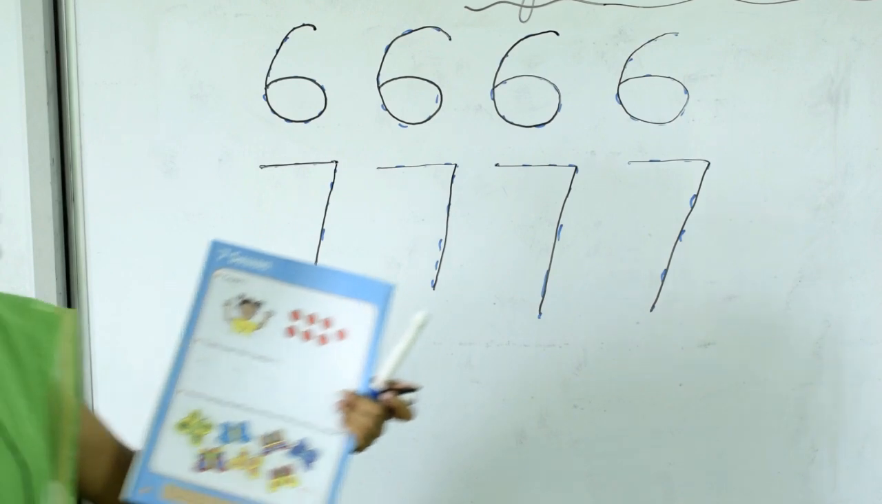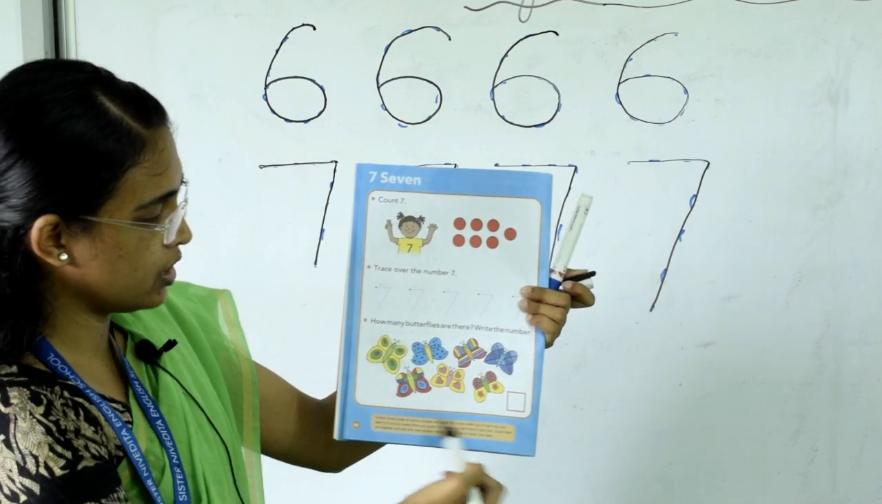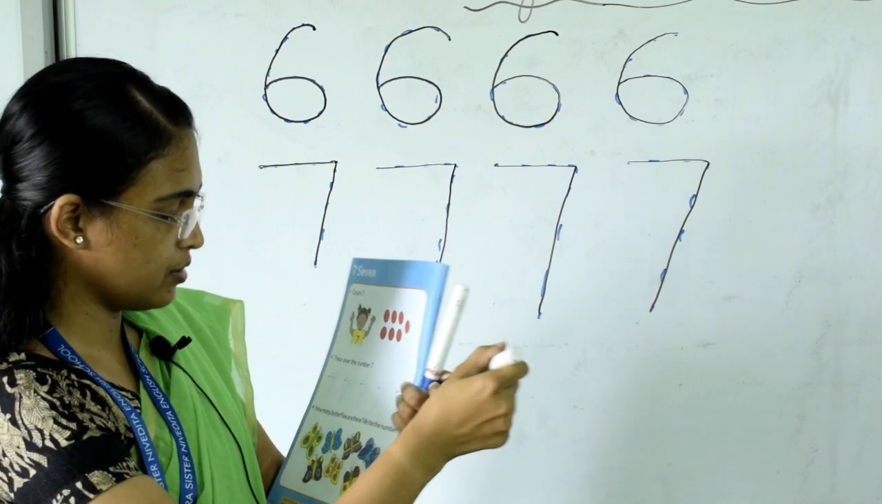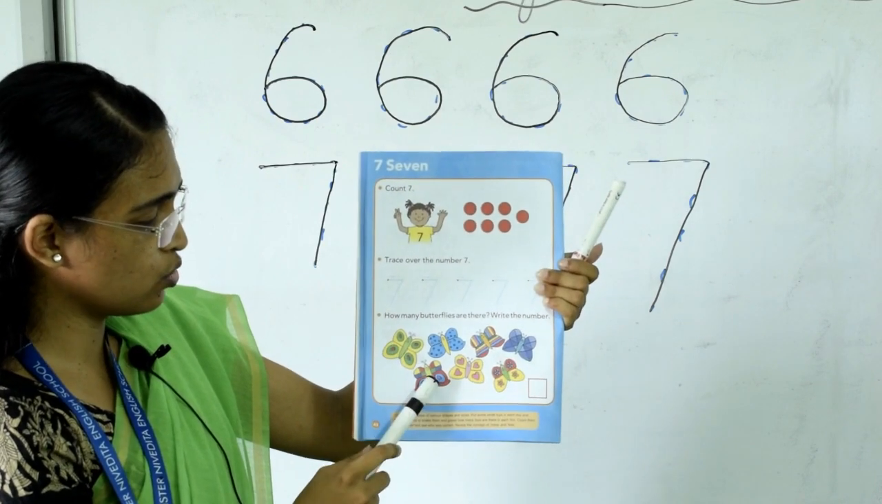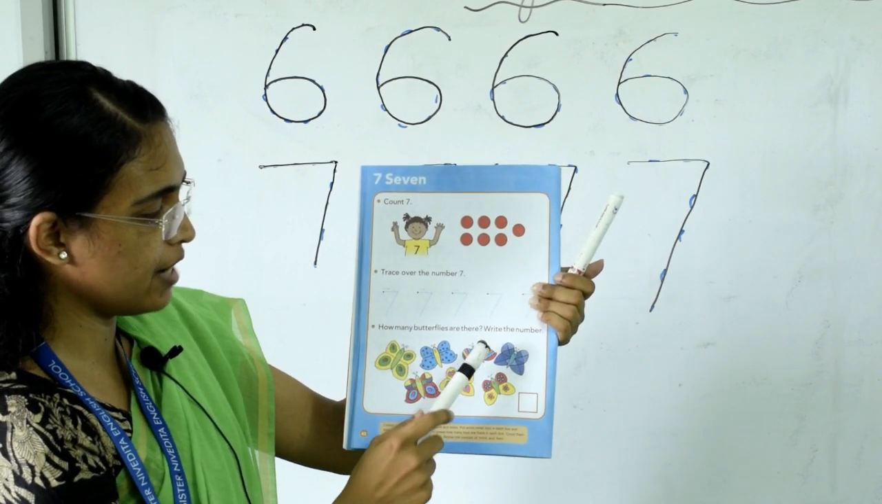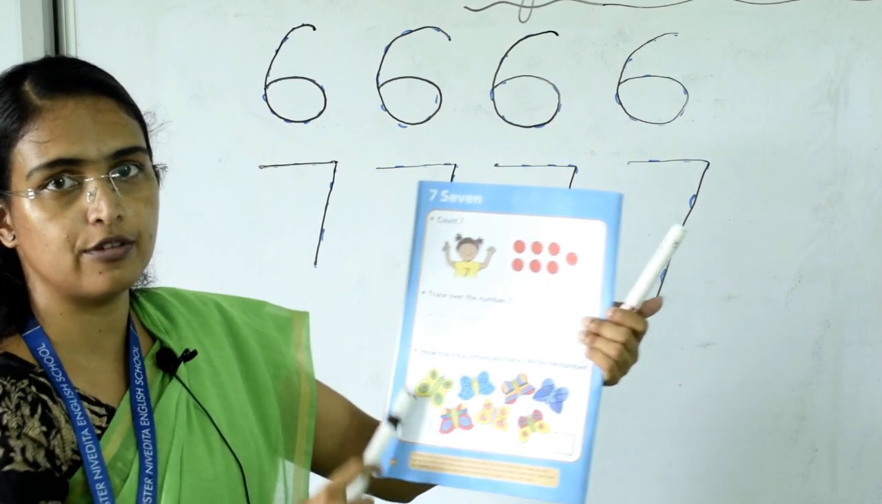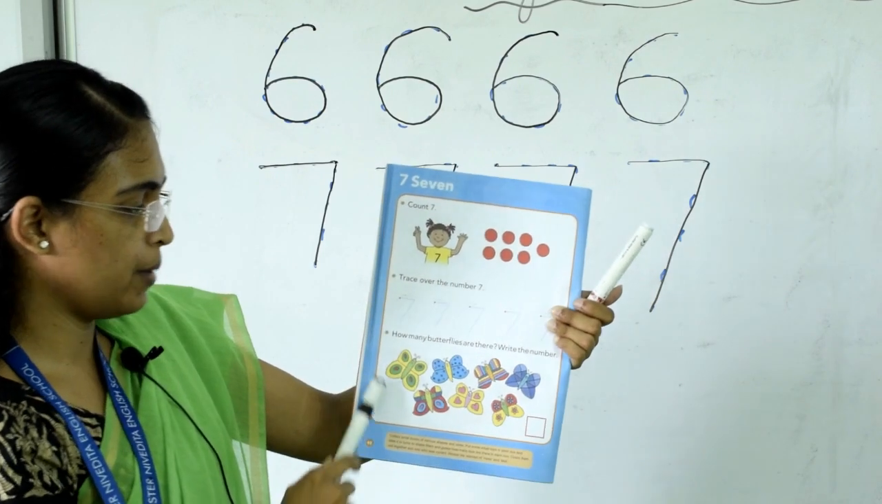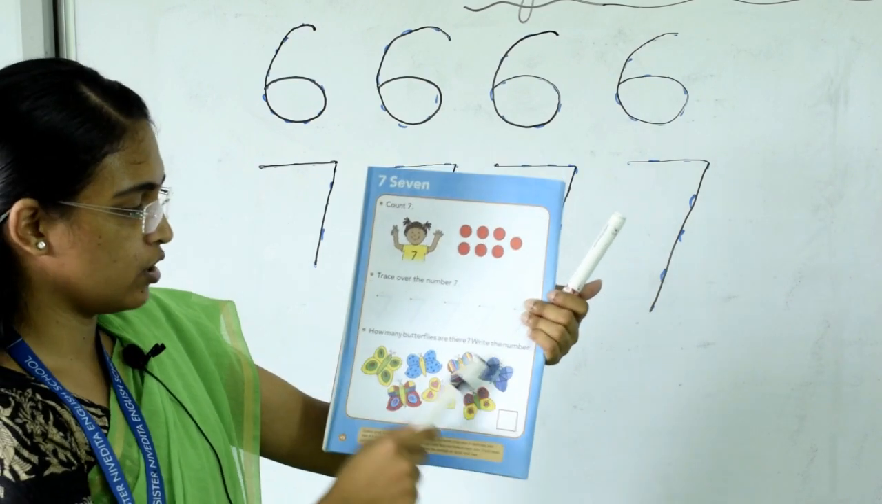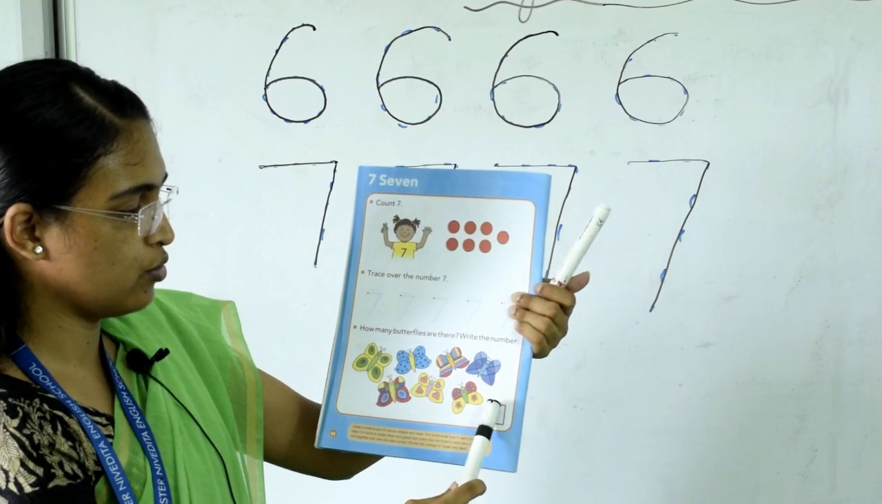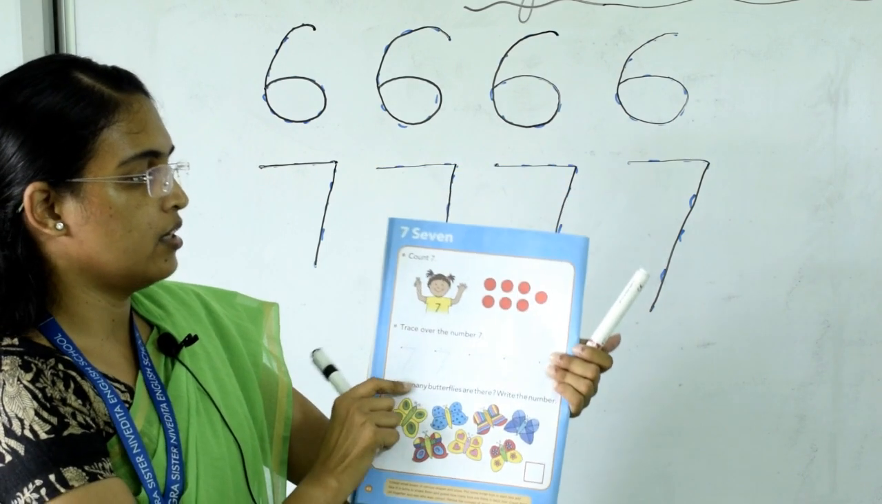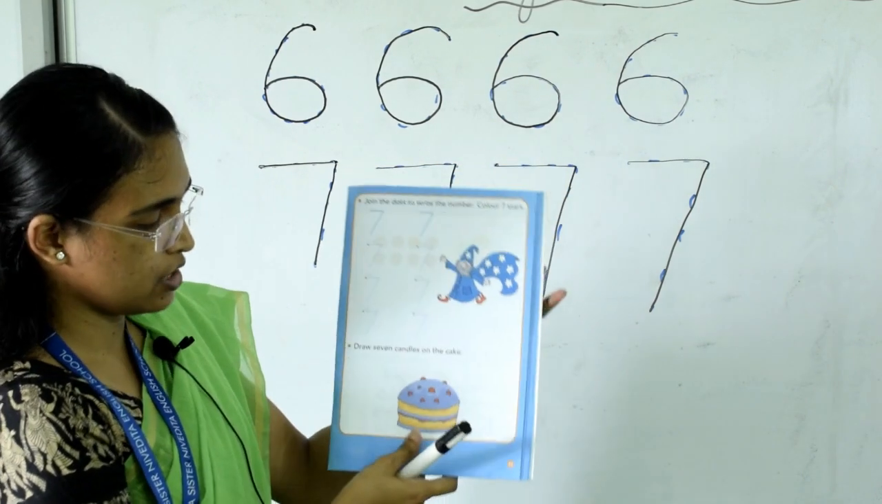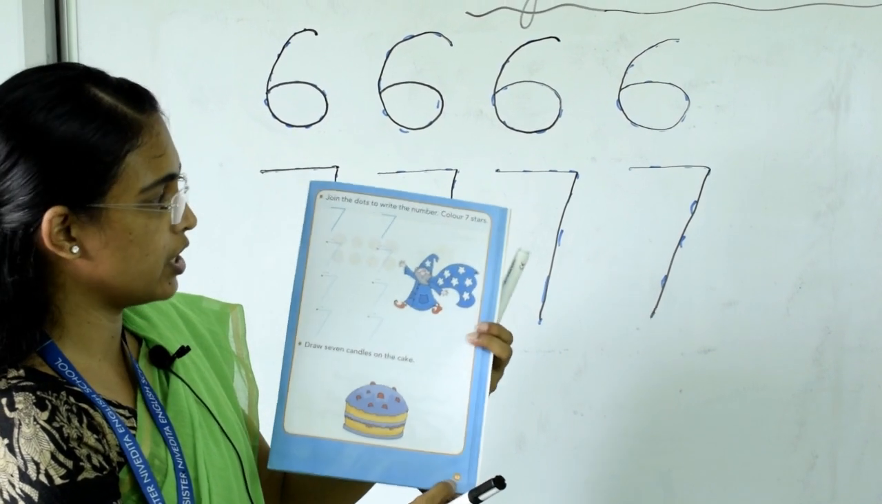Okay. Now here you have to count these butterflies. Let's count: 1 2 3 4 5 6 7. How many butterflies? Yes, so many colorful butterflies, right? So there are 7 butterflies. So you have to write 7 here. Now turn the page and come to the next page, page number 43.